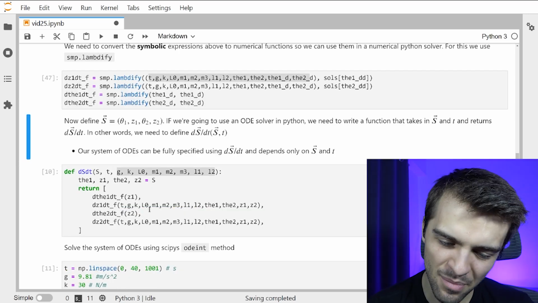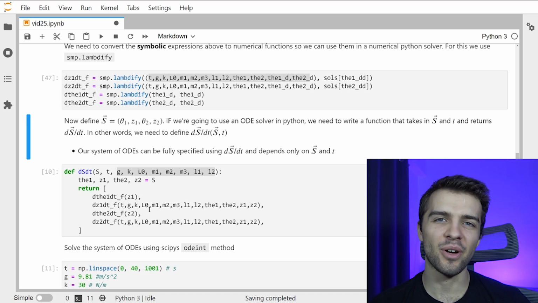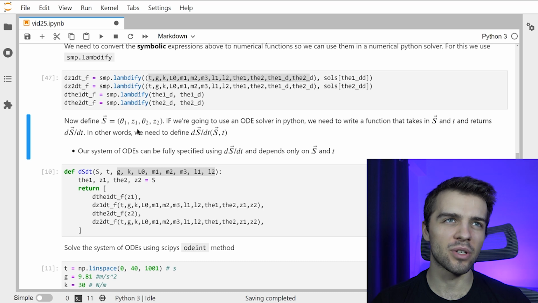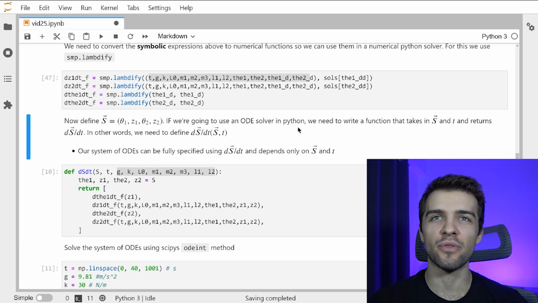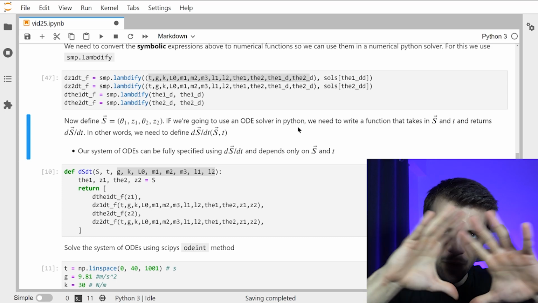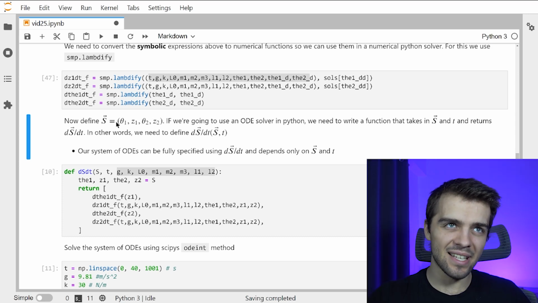So we have systems of first order ODEs in Python, and I always solve them in the same way. There are 4 things I want to solve for: theta 1, z1, theta 2, and z2. So I define my vector s. S is everything that I want. If we're going to use an ODE solver in Python, what we do is we take in a function that takes in s as an argument.